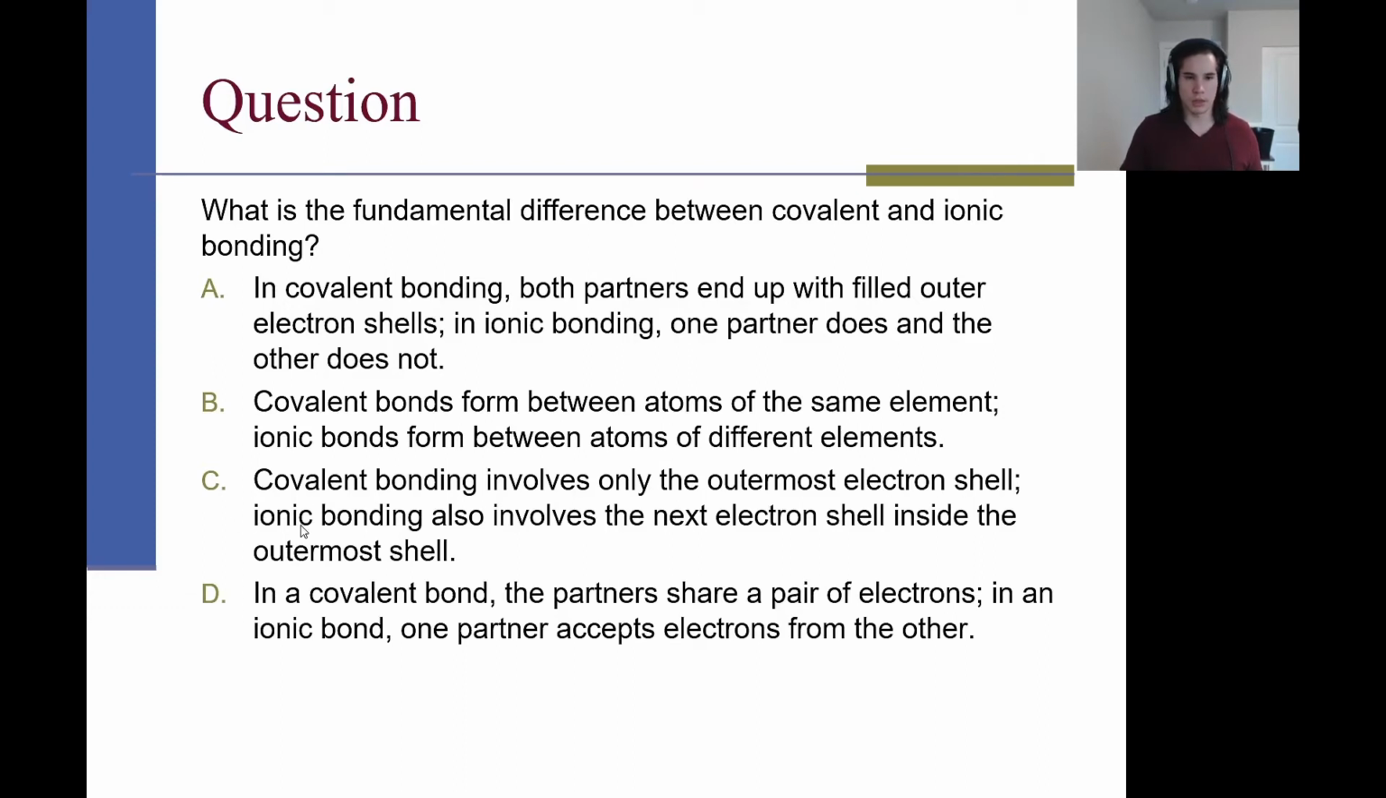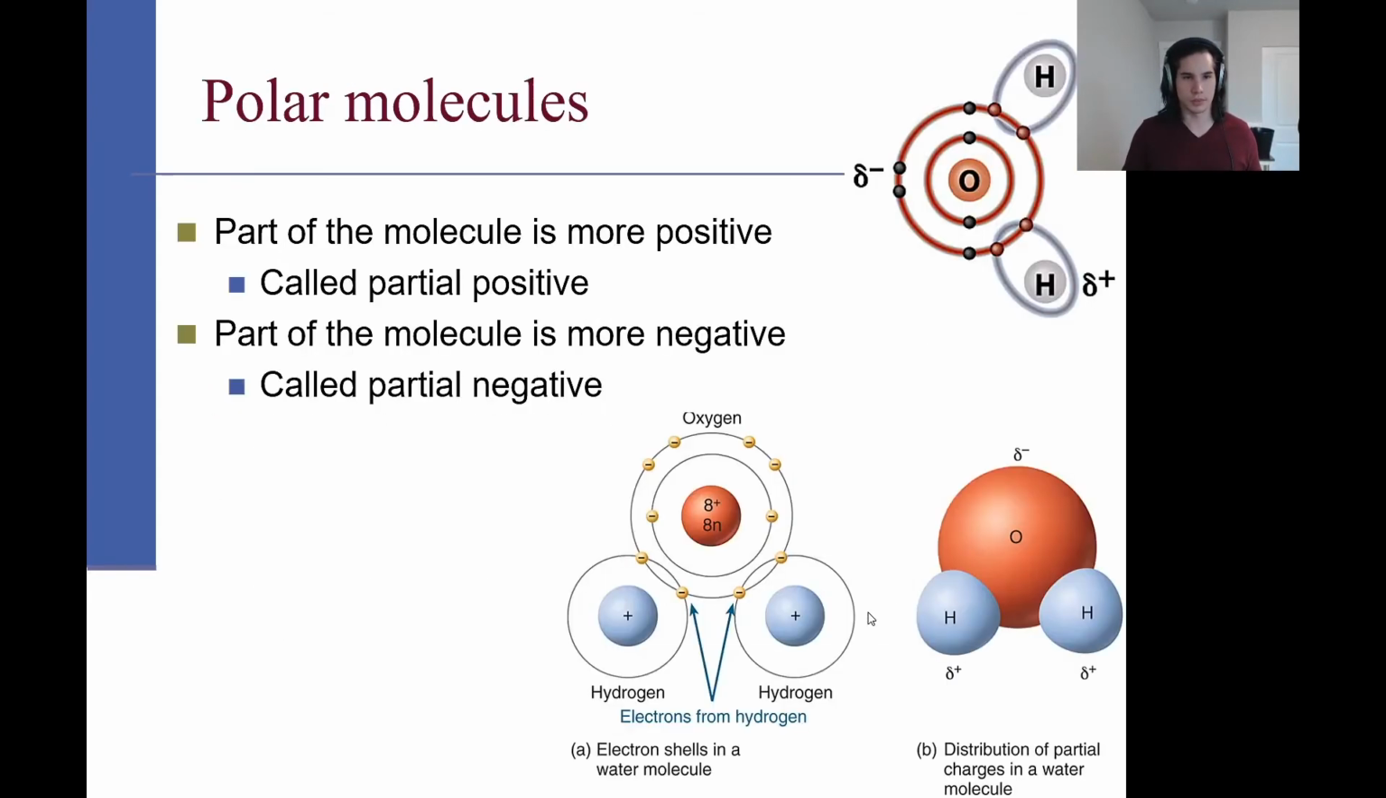Okay. Ionic bonding also involves the next electron shell inside the outermost shell. I would say that's false, because there's special cases where that wouldn't happen. This is the simplest, and this is the most correct of the 4 potential answers. So in a covalent bond, partners share. In an ionic bond, something is stolen from another.